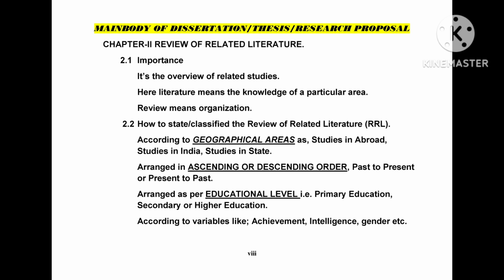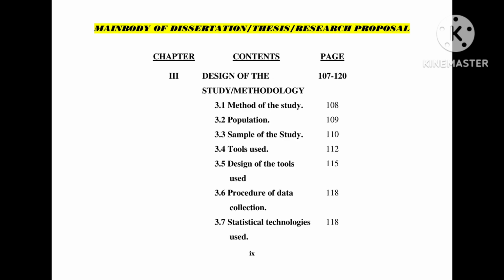Here we must conduct review of related literature before doing our research. It helps the researcher a lot to understand up to which point research has already been conducted by the researchers prior to our research. Then we can get a boost for our further study. So it is most important. Then here comes chapter 3, that is design of the study or methodology. Here also we have to state the page numbers, and it is the third chapter.